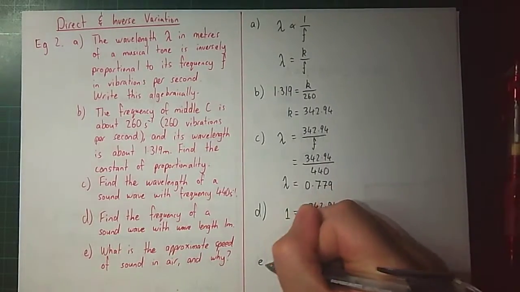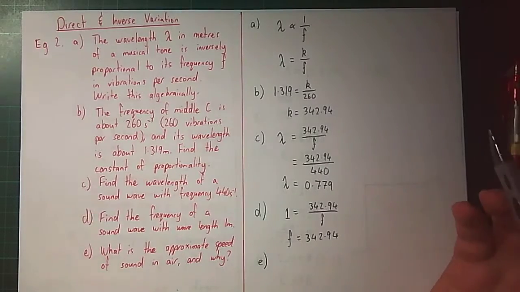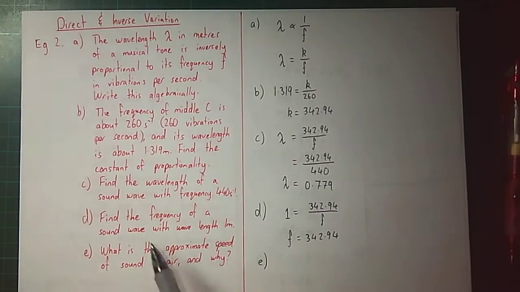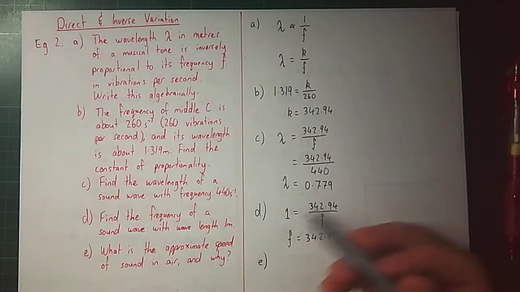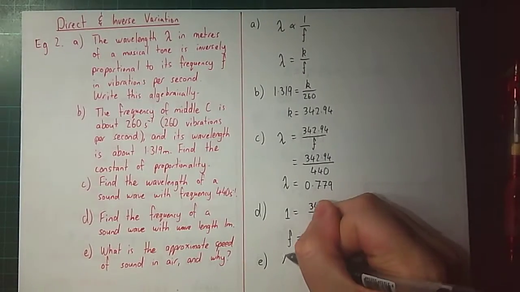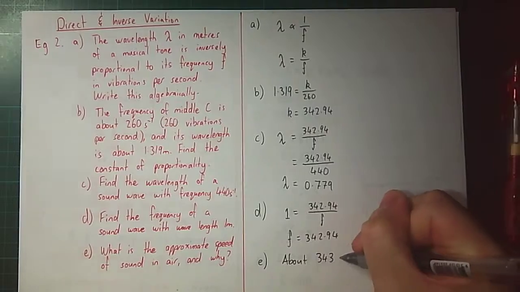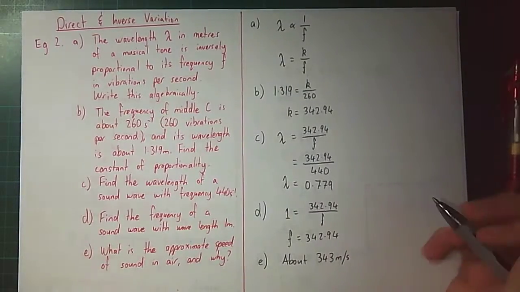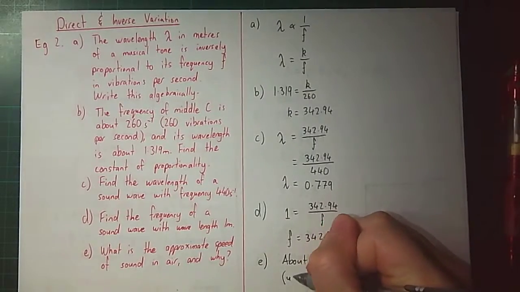Now E, it's asking us to actually think about what we've done. So it says, what is the approximate speed of sound in air and why? Well, if we were talking about the sound wave with a length of 1 meter, that means that the sound is moving at about, if we round this up, about 343 meters per second.